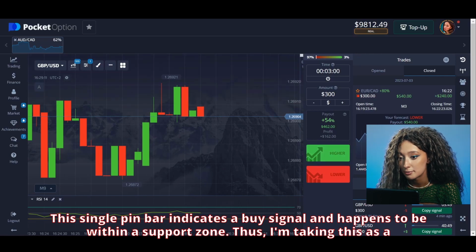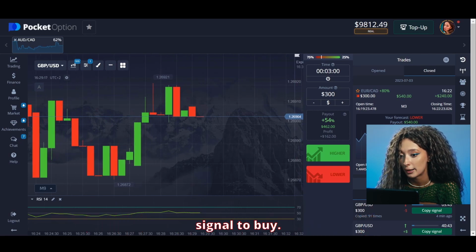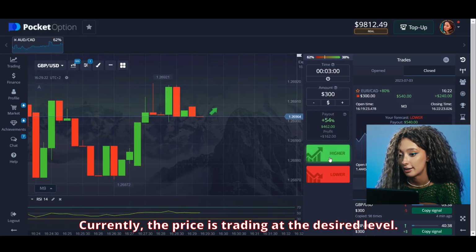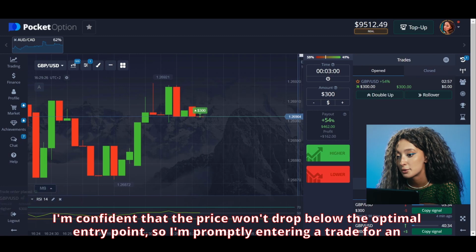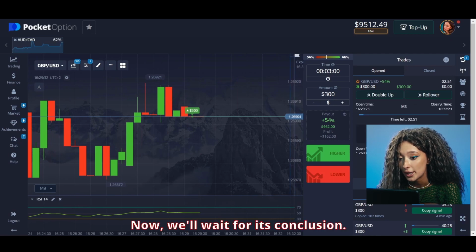The signal pin bar indicates a buy signal and happens to be within the support zone, thus I'm taking this as a signal to buy. Currently, the price is trading at the target level. I'm confident that the price will not drop below the optimal entry point, so I'm promptly entering a trade for an upward movement.